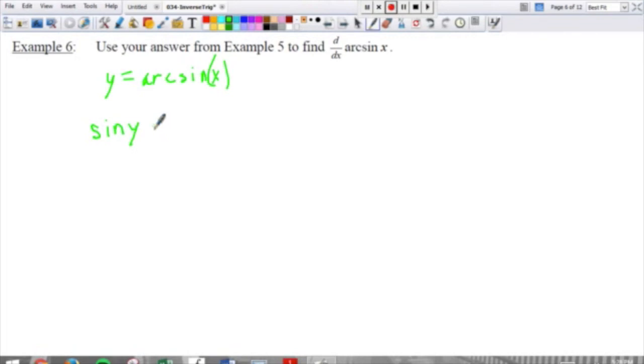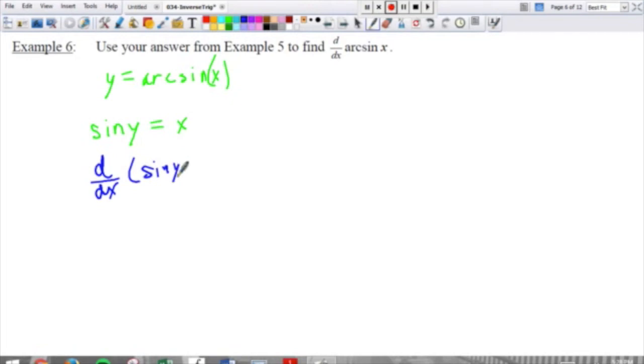Sine y equals x. Is this something I know how to differentiate? Boy, I sure do. I love differentiating sine. Again, if you're about to say, oh my god, I don't know what the derivative of sine is, you either need to pause this lesson, go through the BC book, pull out your memorization sheet, or figure things out. The derivative of sine, you must know.